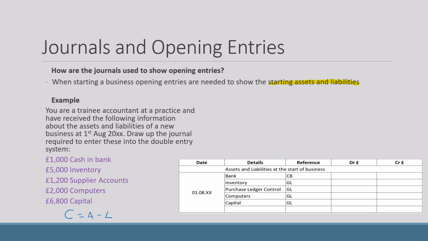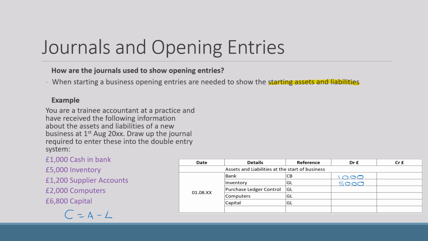So let's start then with our cash in bank. So our cash in bank there is going to be our debit balance. So we're going to put £1,000 debit there. Our inventory, we've got an inventory of 5,000, so that's going to be an asset as well to us. So that's going to be our debit balance.